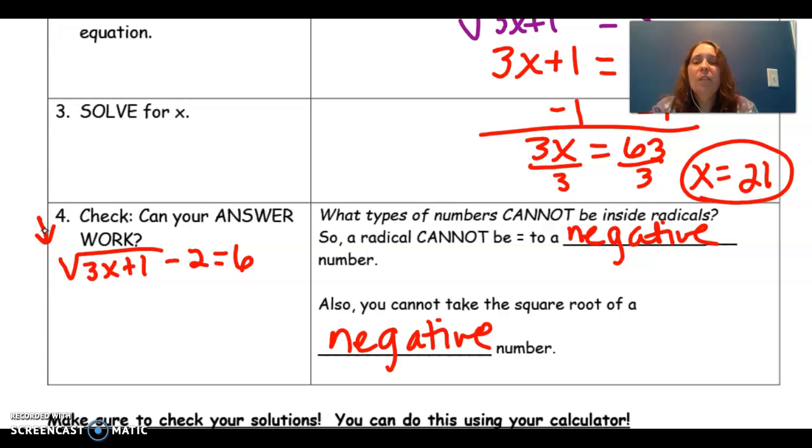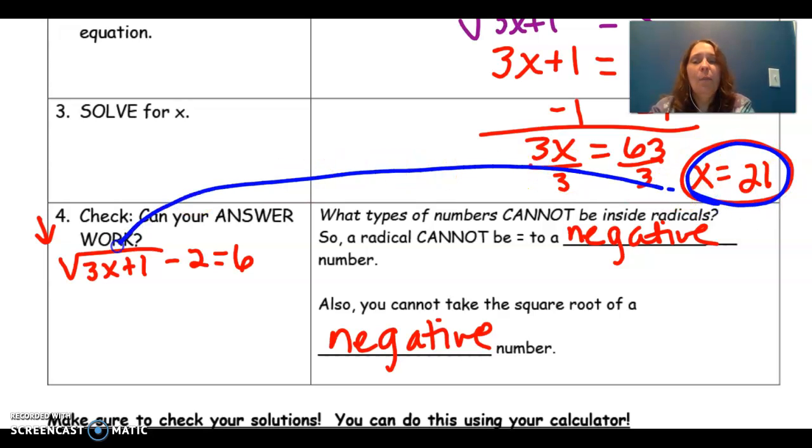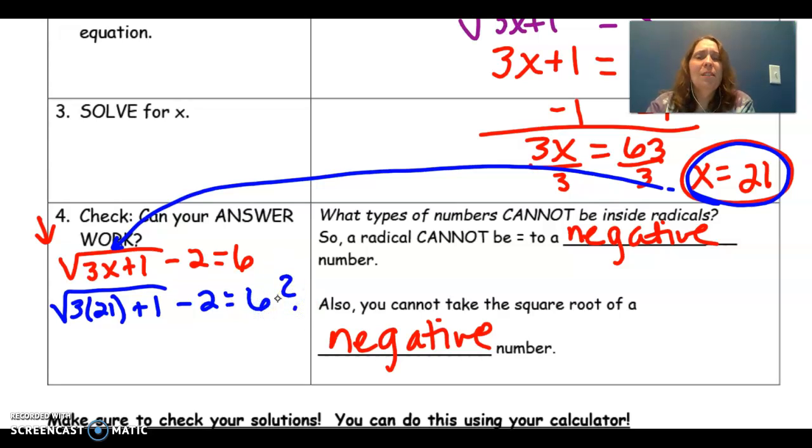The square root of 3x plus 1 minus 2 equals 6 is our original problem. If we go ahead and take the x equals 21 and plug it in here in place of x, let's see if it works. That would give us the square root of 3 times 21 plus 1. And then I'm going to copy everything else down. Minus 2 equals 6. I'm going to write a question mark because I don't know if that works or not. That's why I'm checking. So 3 times 21 is 63. So this really gives us the square root of 63 plus 1, then minus 2 equals 6.